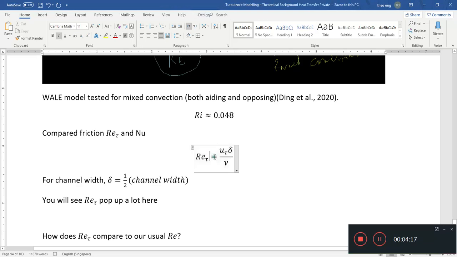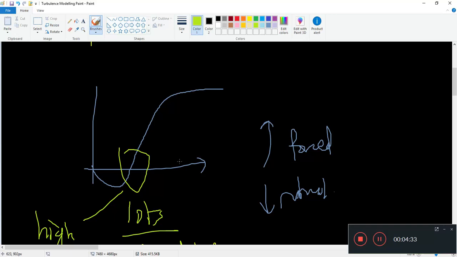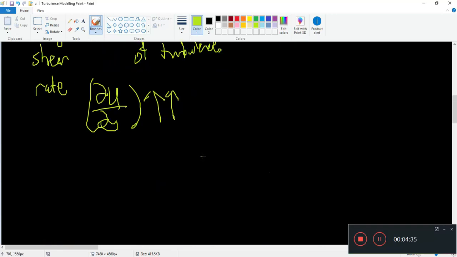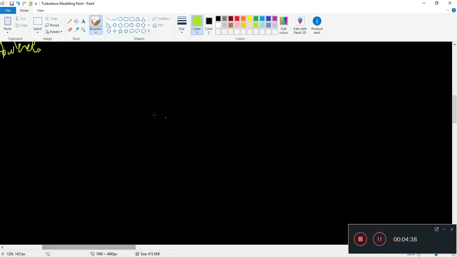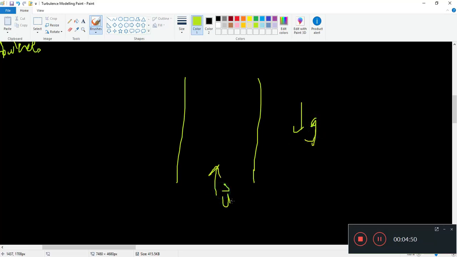First we introduce the friction Reynolds number, which is based on U tau instead of U mean. Why do you want to use this? Well, because in mixed convection, or in most flows, you would have a very different kind of characteristic velocity. Let's say you have a mixed convection flow, or maybe I always like to orient it like this. You have a mixed convection flow with g going like this, and you have your forced convection going like this. So which characteristic velocity are you going to use?